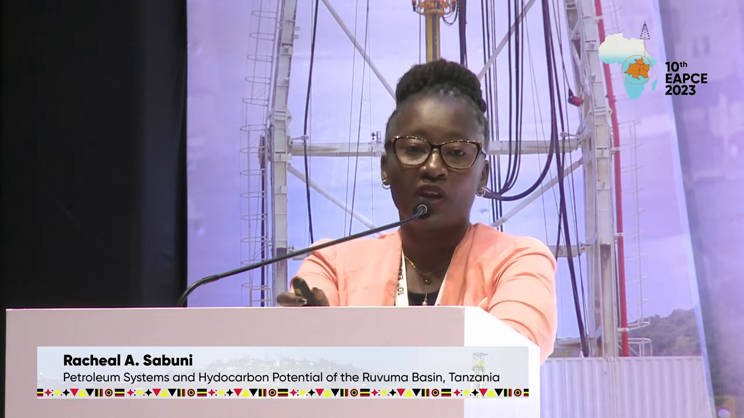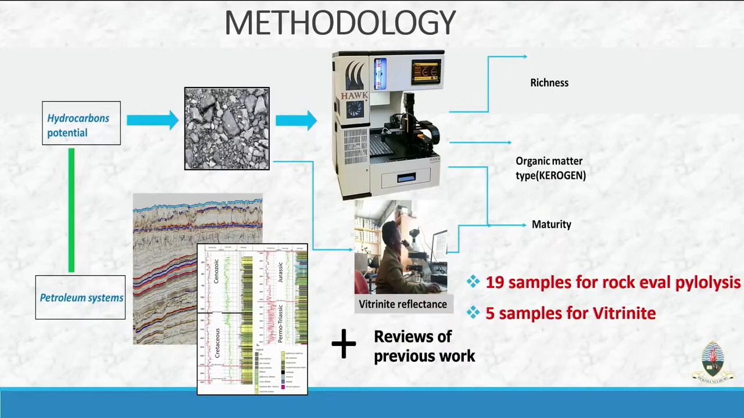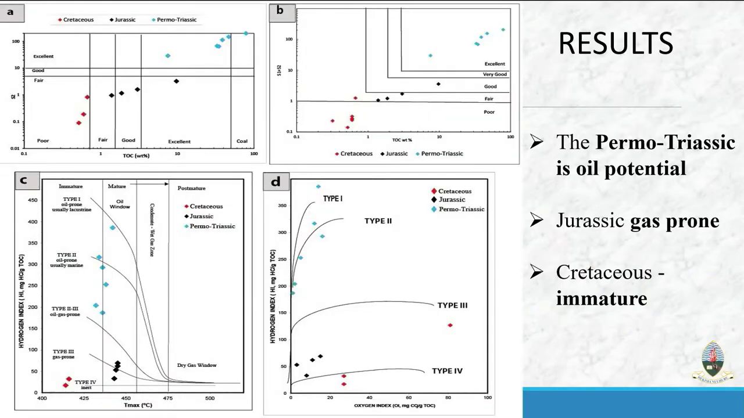Richness tells us if we have organic matter for hydrocarbon to be generated. And kerogen type tells us whether we are gas prone or oil prone. And for the petroleum system, what I did is I reviewed some of the seismic section coupled with well data to be able to establish how many petroleum systems exist in Ruvuma Basin.